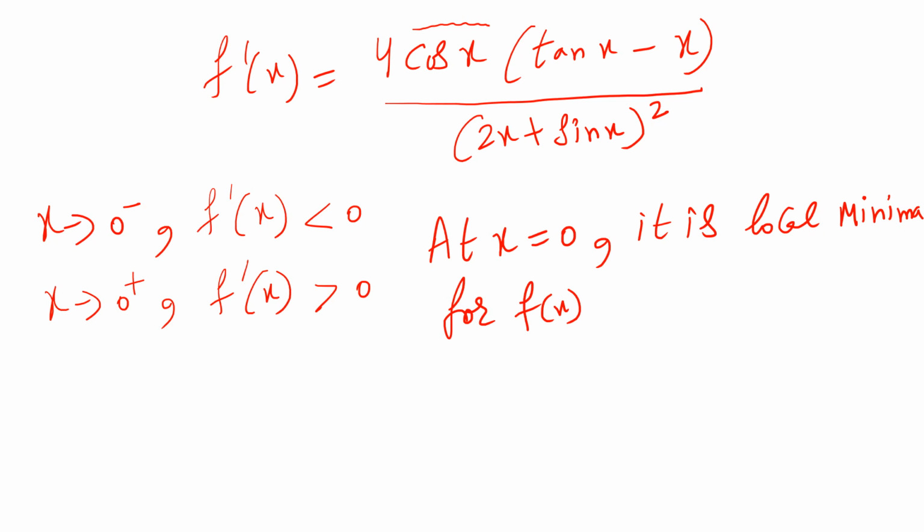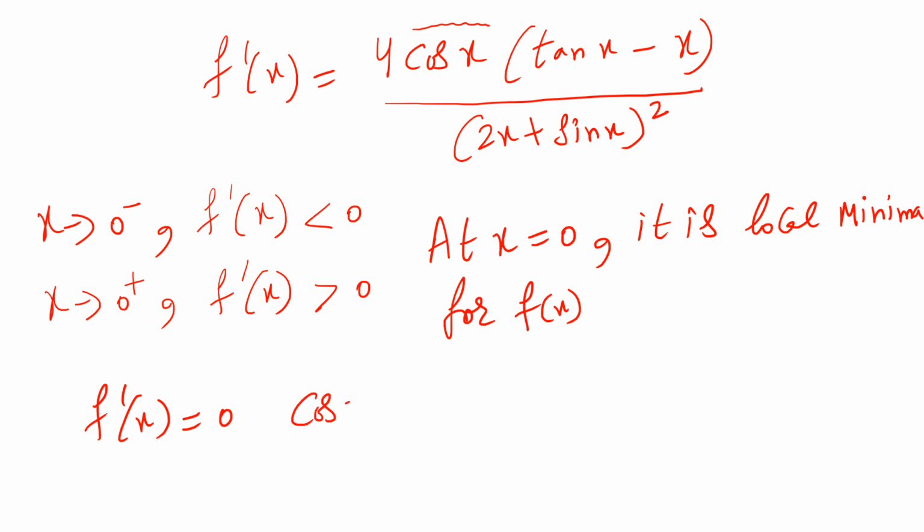Now students, in the remaining two options, we have to find the total number of points of local maxima or local minima in the given intervals. To find all such points, we will have to put f dash x equal to 0. Now, when I put f dash x equal to 0, then cos x equal to 0 is not possible.